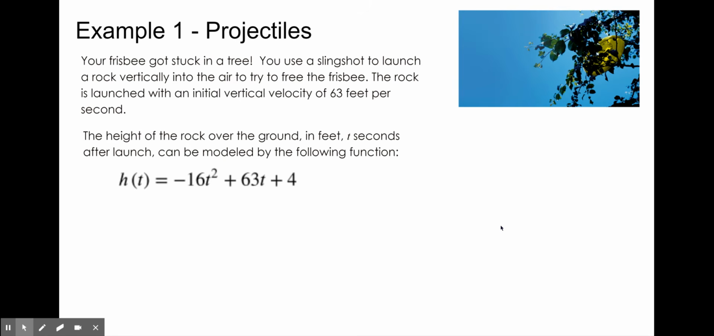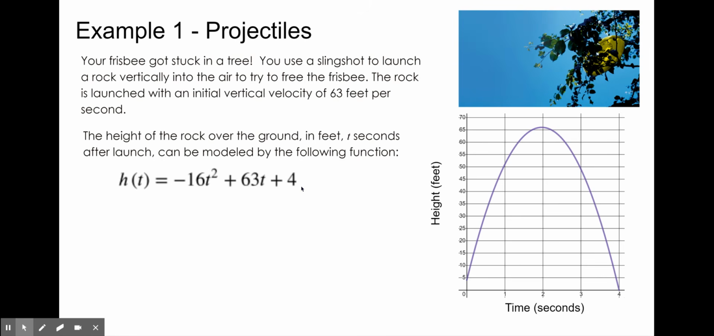This function models the height of the rock over the ground in feet, t seconds after launch. -16 is how we show the impact of gravity on Earth. The +63 is your velocity, and the +4 is your y-intercept because you were holding the rock when you threw it or used your slingshot. If we graph our quadratic equation, we can see a lot of helpful information. We can see the maximum of the parabola as well as how long the rock is in the air.